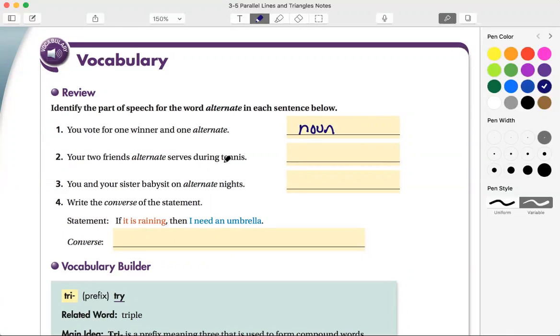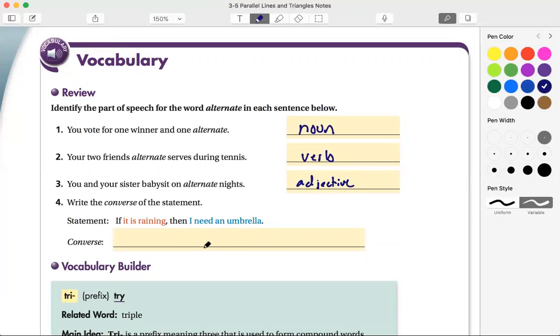Your two friends alternate serves during tennis. This is what they're doing, so this is a verb. You and your sister babysit on alternate nights. So this is describing something. This is an adjective.